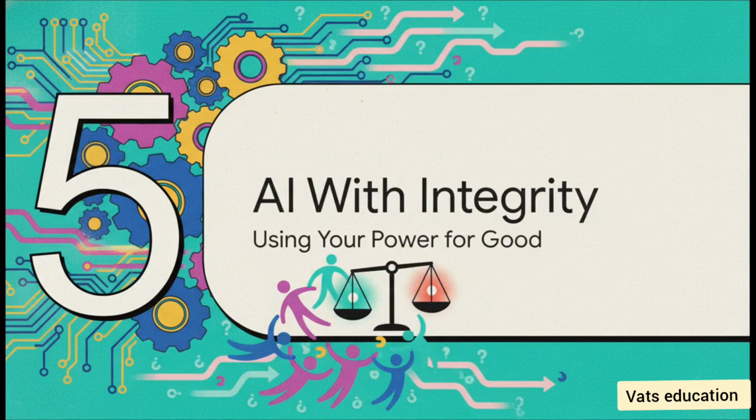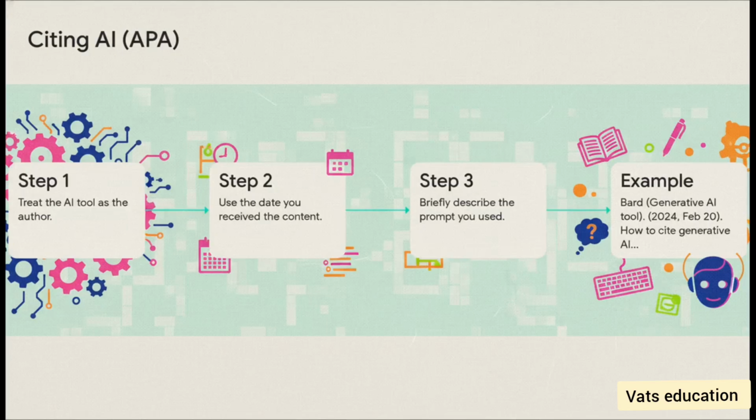Okay, so we know the risks. Now what? How do we actually move forward and use this tech in a way that's not just powerful, but also responsible and, well, ethical? Honestly, the answer boils down to one word: transparency. If you use an AI tool to help you out, you have to cite it, just like you'd cite a book or a website. And it's not that hard.